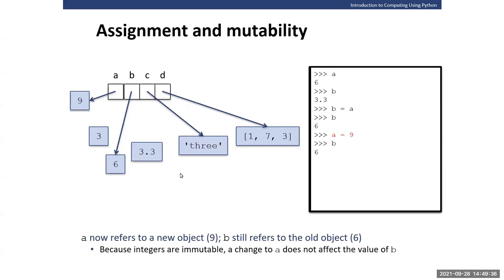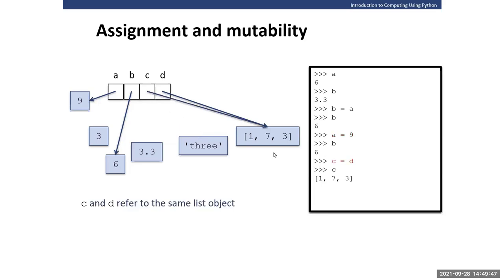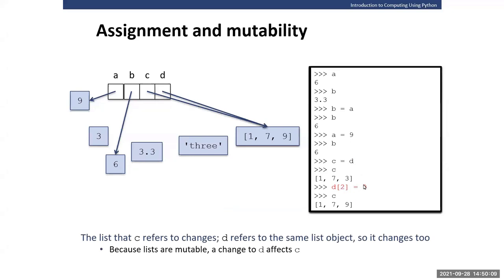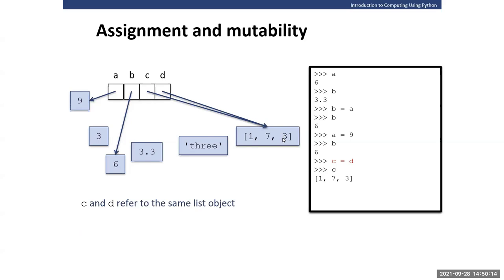Now, a point of interest is that I would like to see the behavior of the list when I do the same kind of operations. Let's say that C is equal to D. So both C and D are pointing to 173. Now, if I change any value in C, it's going to be reflected on D. Okay, let's do the animation. So D2 is equal to 9. So the value from 3 will be equal to 9.